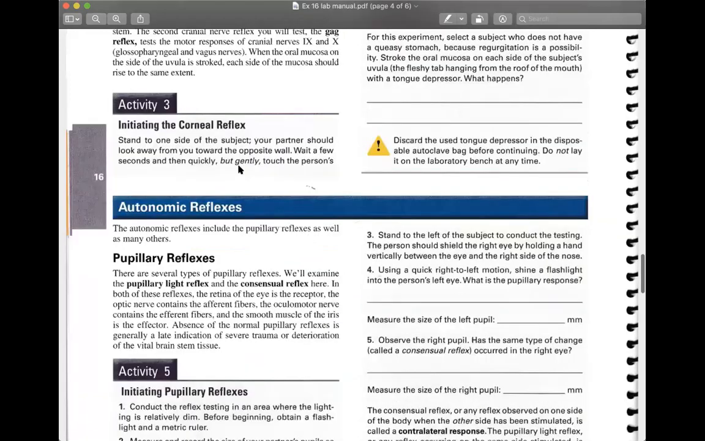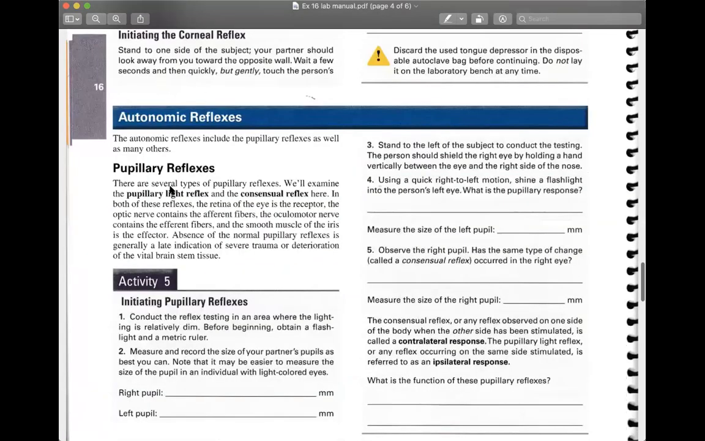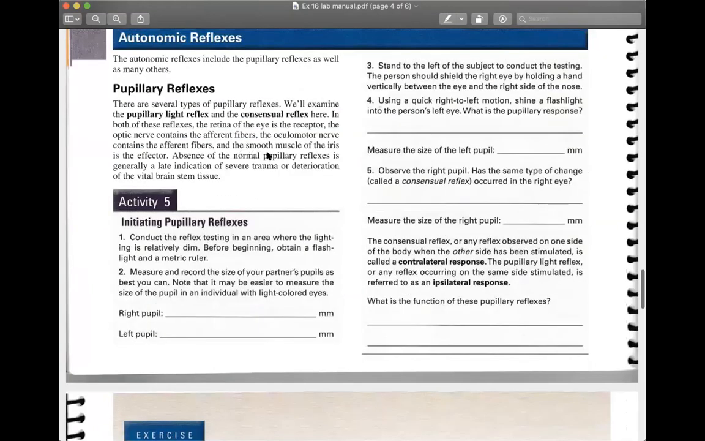So those were again all somatic reflexes. The one autonomic reflex that we've got is the pupillary reflex, and again that's where you shine a light into the pupil, or into the eyes, and you'll see the iris, actually. The pupil, remember, is just a hole, but the iris diaphragm, you'll see that close down.